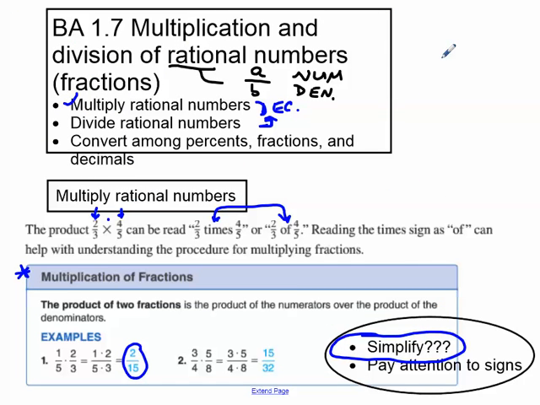1.7, chapter 1.7, talking about multiplication and division of rational numbers, and we're talking about converting now among percents, fractions, and decimals. That decimal squeezed out of my box. It should be in here. It escaped somehow. But we're going to talk about converting between percents, fractions, and decimals, and we're going to use the ideas of simplifying rational numbers.